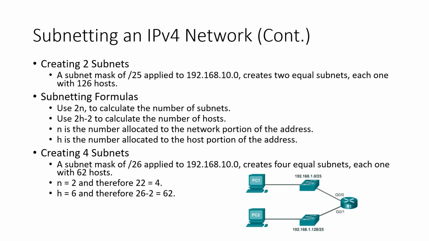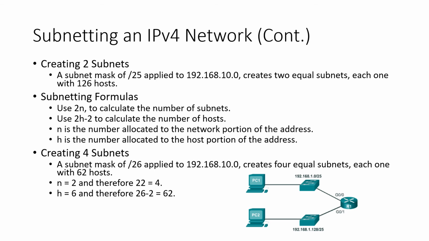Okay, creating two subnets with the subnet mask of /25 applied to 192.168.10.0 creates two usable subnets, each one with 126 hosts.